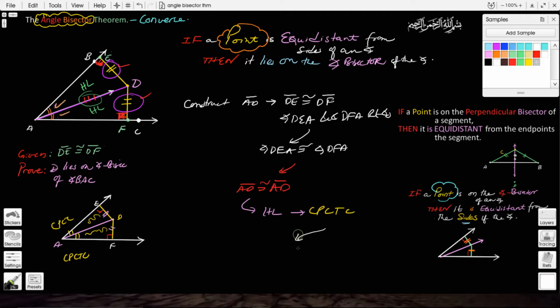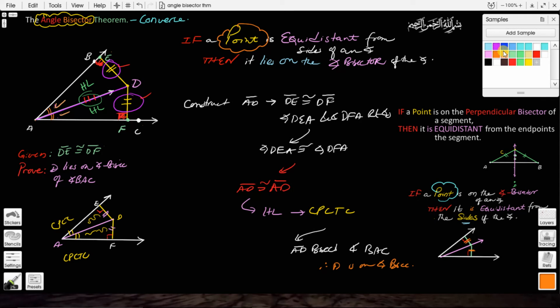Then we say that AD bisects angle BAC. That was the original angle, BAC, and therefore, since AD bisects it, it is the angle bisector, and D is on the angle bisector because it makes the angle bisector. So that's the thought process behind the converse of the angle bisector theorem.